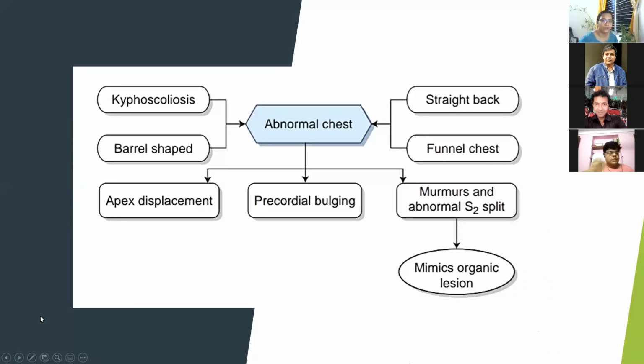The patient may not have any cardiac disease, but since the abnormal shape of the chest will produce these findings, it can produce apical displacement, bulging, it can produce murmurs, it can produce abnormal second heart sound. Hence, you may think that the patient has a heart disease.